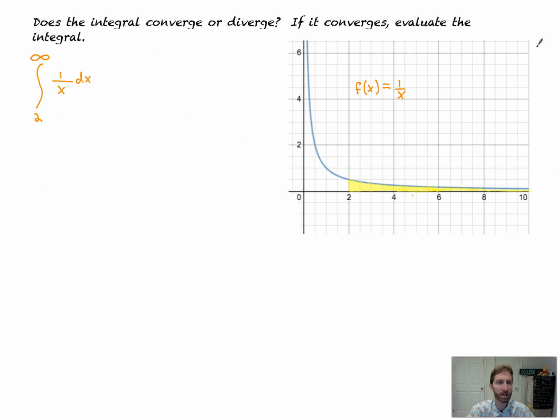So let's do this. How do we solve that? How do we decide if this thing converges or diverges? And that's what the instructions say. Does the integral converge or diverge? If it converges, evaluate the integral, meaning find the exact area.